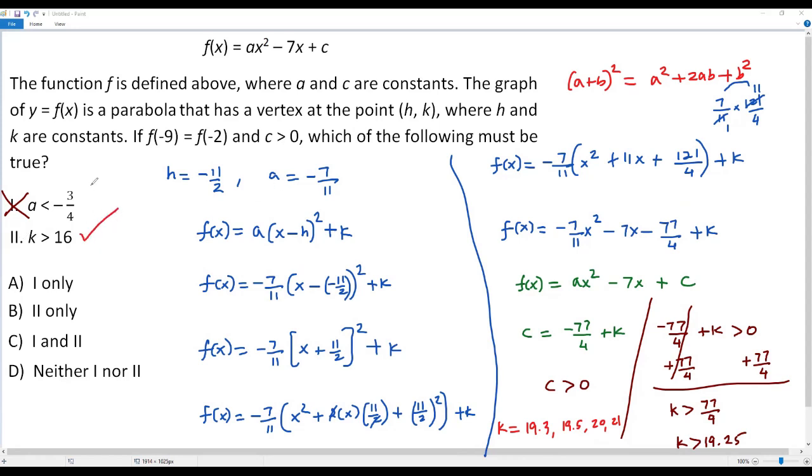In the given two statements, only the second statement is true. In the given answer choices, we have to find the one where we get the second statement. That is in answer choice B. Therefore, the correct answer choice for this question is B.